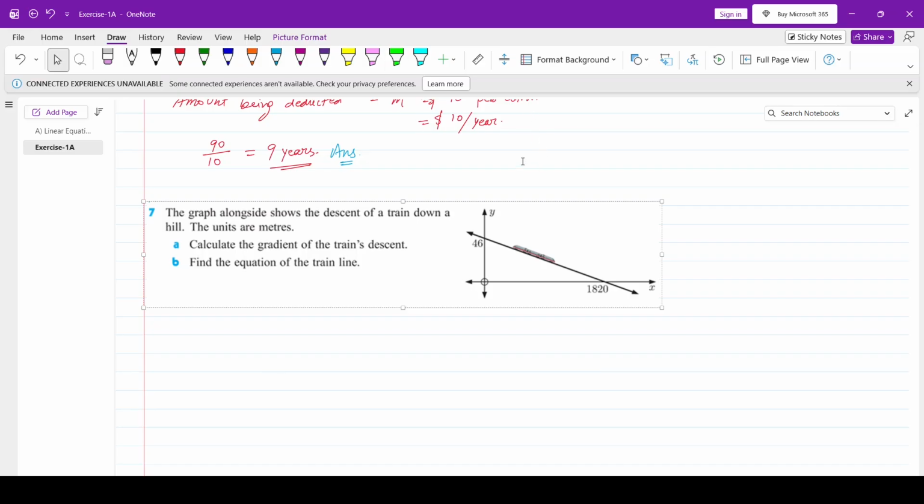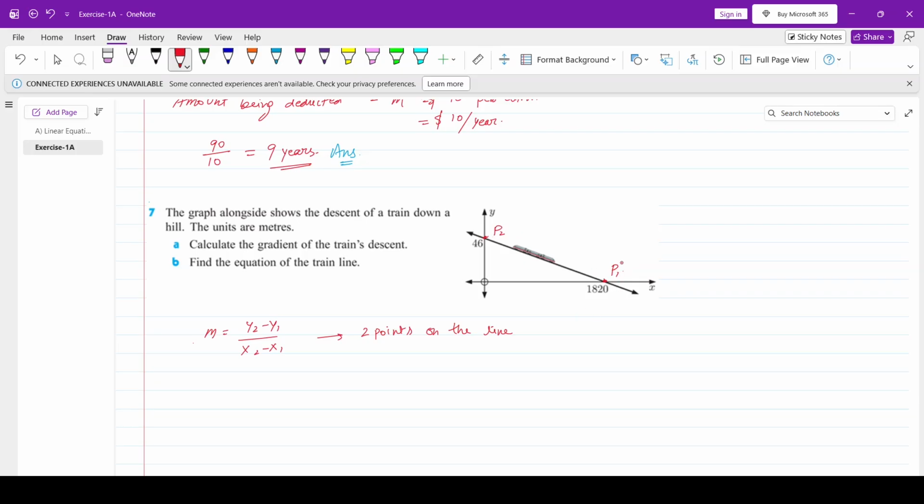Now I want you to try questions on your own. For gradient, what do we need? For gradient, we need y2 minus y1, x2 minus x1. For this, we need 2 points, 2 points on the line. So, can we say this is point 1? Can we say this is point 2?